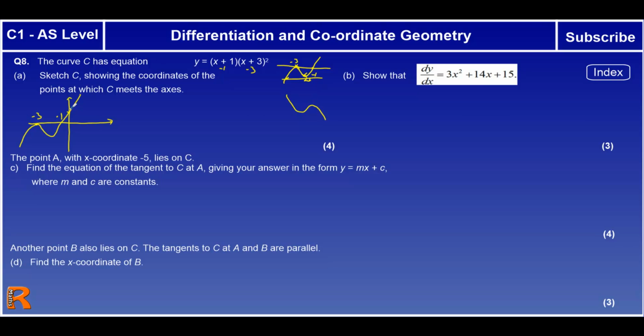The other point, just to finish off, is this one. Where does it touch the y-axis? Well, that's just when x is 0. When x is 0, we have 1, and we have 3 squared, which is 9. 1 times 9 is 9, so it touches at 9. So those are the 3 points we need to mark onto the graph.